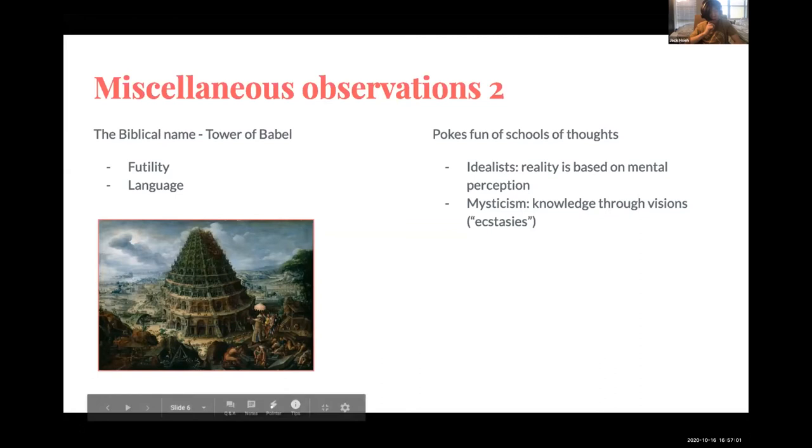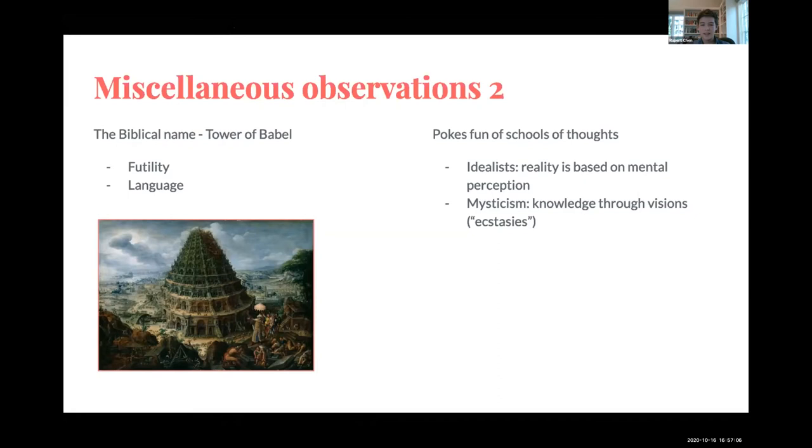I mean, sure. Basically, the people have a great idea to reach heaven by building a tall tower, and God looks down on their hubris and then makes each of them speak different languages so that they can't communicate with each other, and so they can't fulfill their arrogance, I guess.